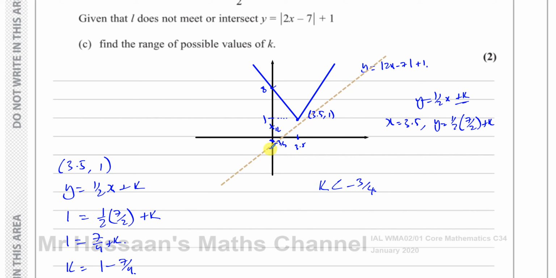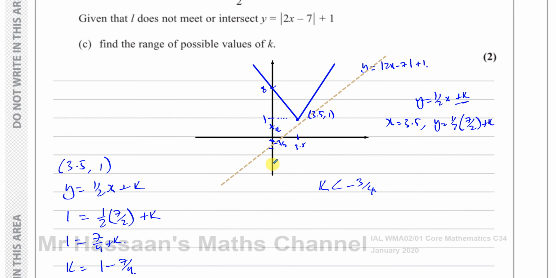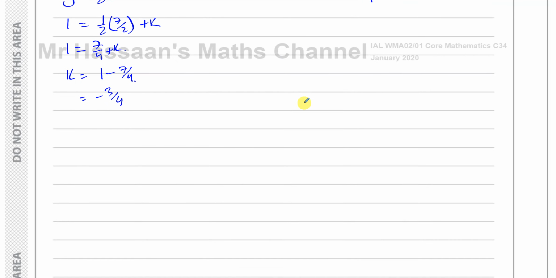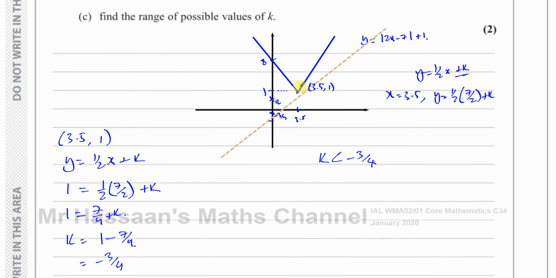Remember, k is the y-intercept of this graph. If that's less than negative 3/4, then it will always be below that and never touch it. So there's the answer to part C, which was the answer the student was actually looking for when he asked the question. I went through the whole question just to make it complete. I hope that answer is satisfactory.